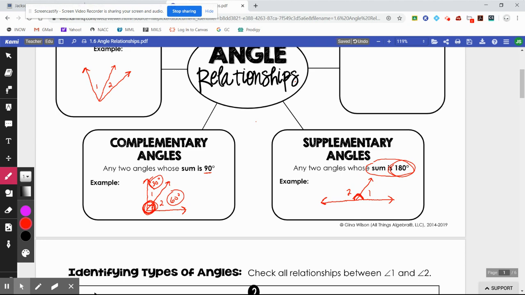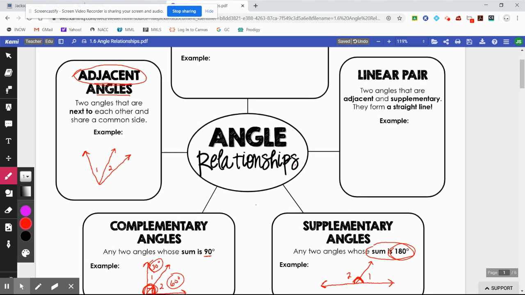Now these have another special name. We call them a linear pair. And notice by definition it says a linear pair is two angles that are adjacent and supplementary. So they have to be adjacent, which means they have to be next to each other, sharing a common side, which is actually the exact same drawing that I just made. These two angles are adjacent because they share this common side in the middle. They're next to each other, and they are supplementary, which means they form a straight line. These two angles, angle 1 and angle 2, form what we call a linear pair. Notice the root word of linear is line. They're a pair of angles that form a line.